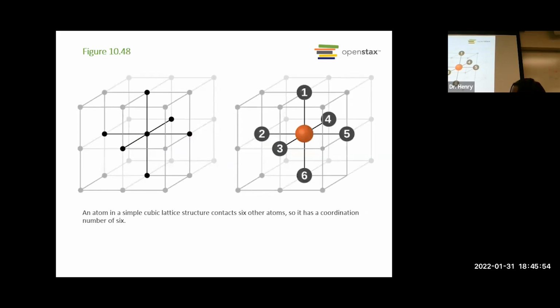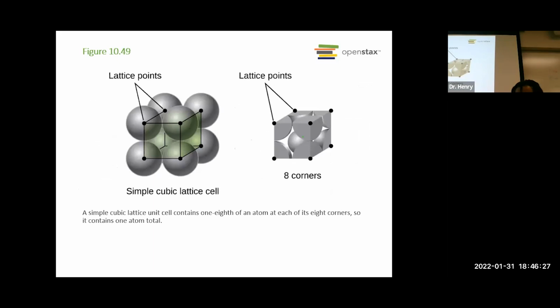Okay. So if you look at the simple cube, this shows you that each atom has 6 points of contact. It has the one that's above it, the ones across from it, the ones next to it, and the one that's below it. 6 points of contact, so it would have a coordination number of 6. This shows you just those lattice points. And then here you have 8 corners.